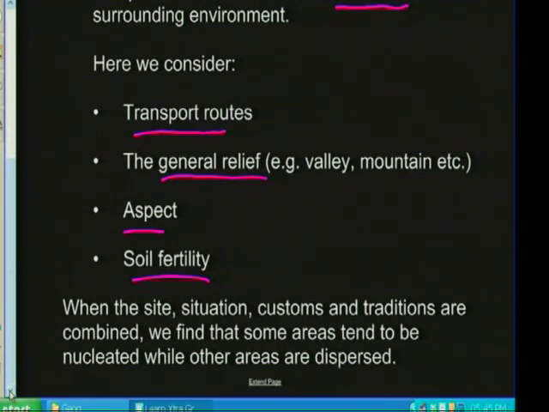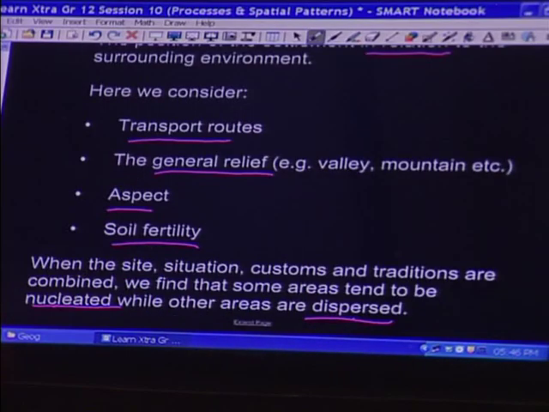When the site and situation, customs and traditions are combined, we find that some areas tend to be nucleated whilst others are dispersed. Upon understanding the site and situation of settlements, we begin to understand that these factors influence the way a settlement is shaped. For example, nucleation and dispersion, or nucleated and dispersed. When we refer to nucleation, we are referring to how closely compacted the dwellings are built. When we refer to dispersed, how spread out these particular buildings occur.